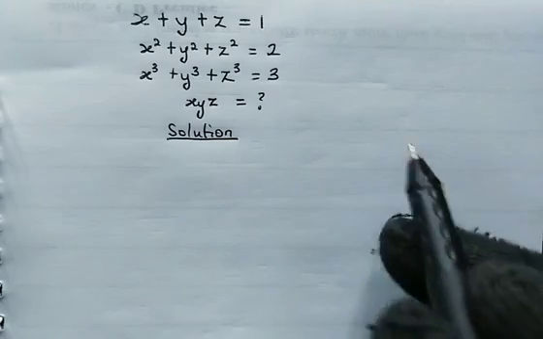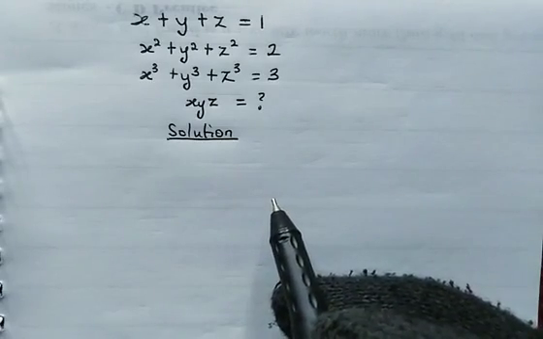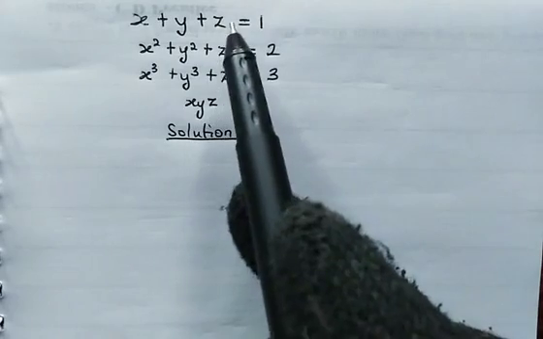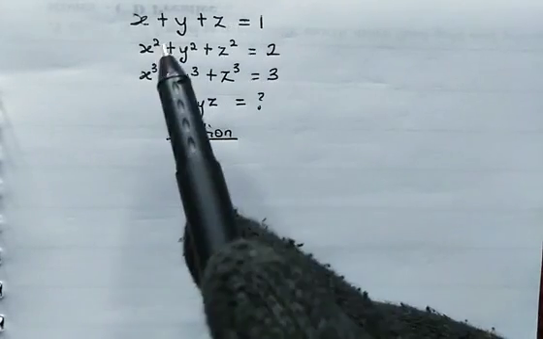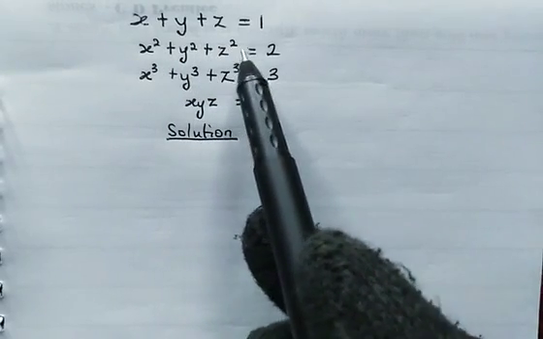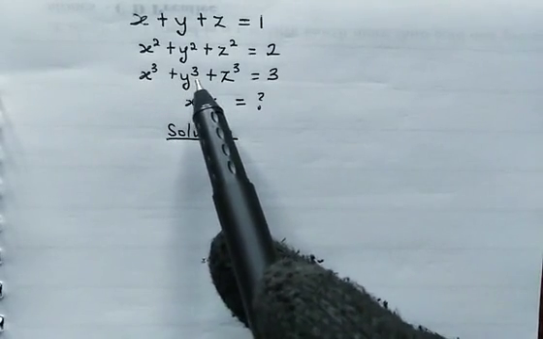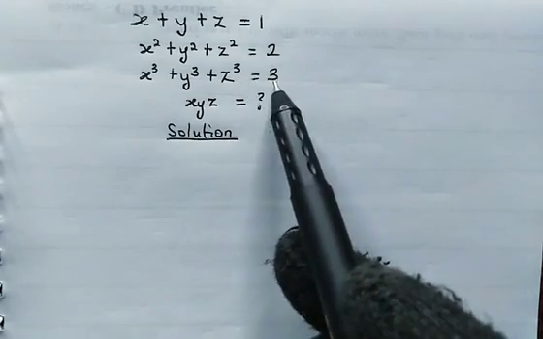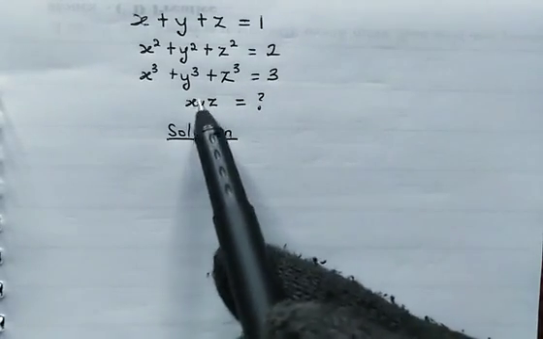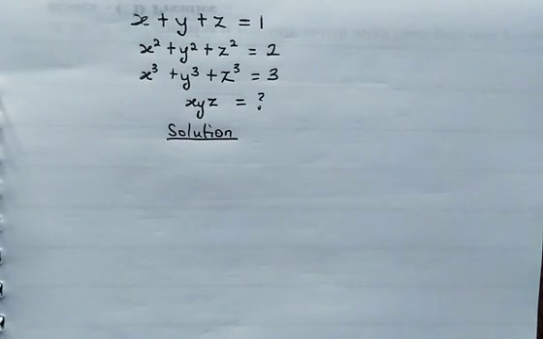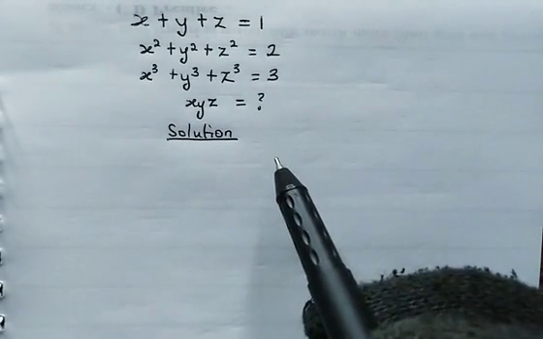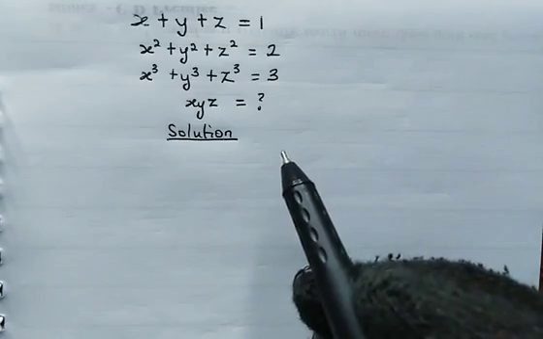Okay? Here we're given that x to the first power plus y to the first power plus z to the first power equals 1. X to the second power plus y to the second power plus z to the second power equals 2. X to the third power plus y to the third power plus z to the third power equals 3. Here we're going to find the product of x, y, and z. Right? Okay, now let's get into the video.